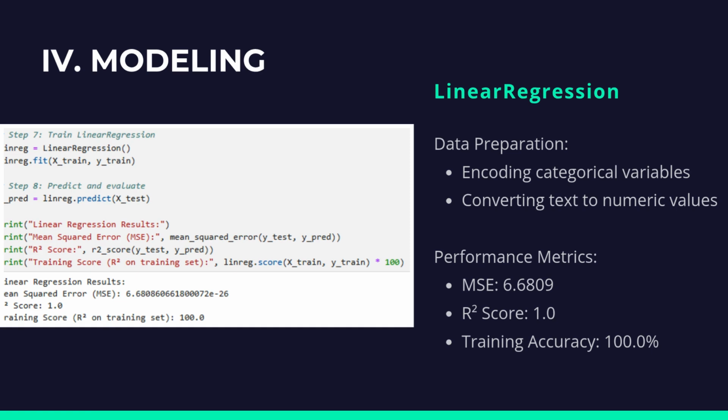The model showed strong performance, a mean squared error of 6.6809, an R squared score of 1.0, and 100% training accuracy. These results suggest the model can fully explain the variance in learner skill gain from the training data. It sets a solid foundation for course recommendation systems and data driven curriculum design.